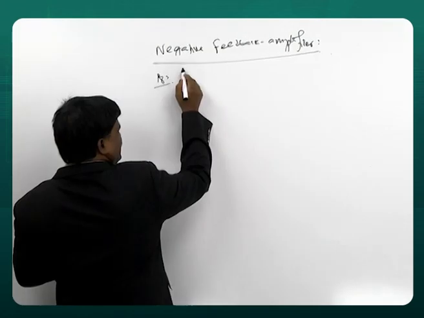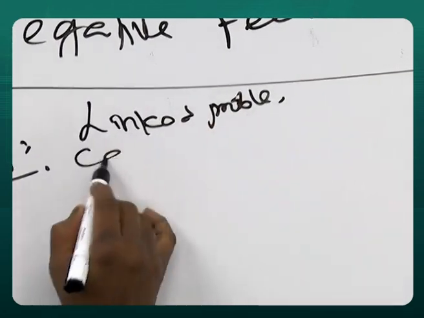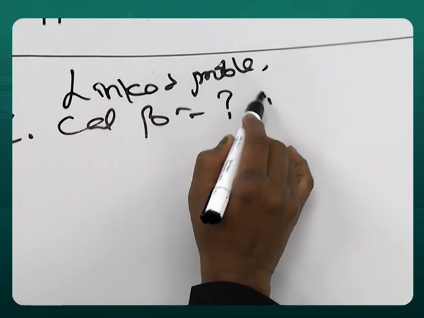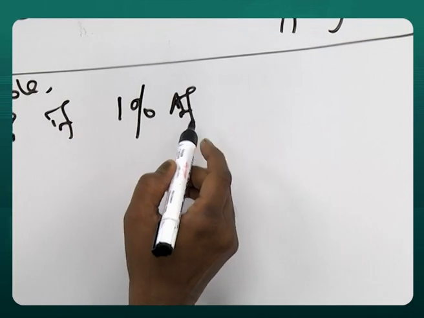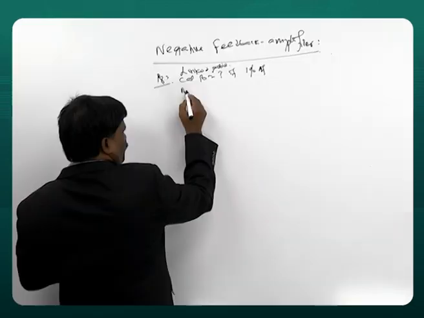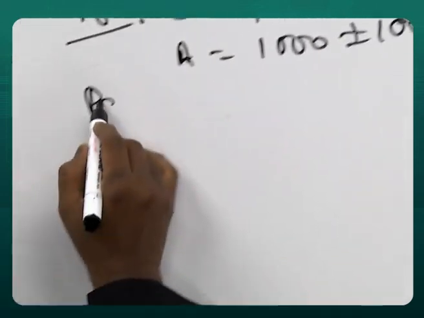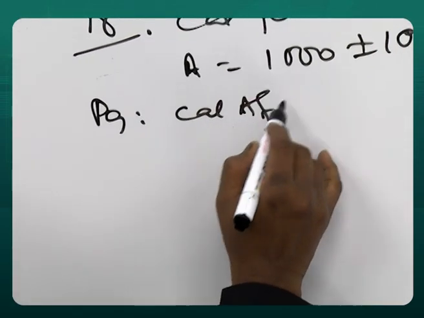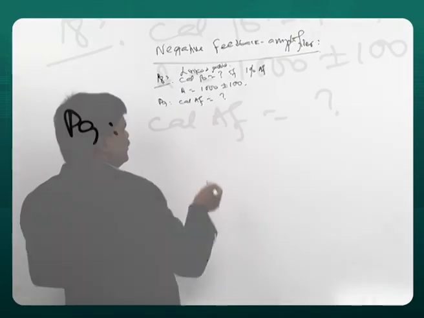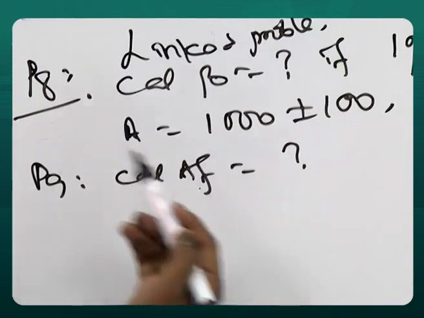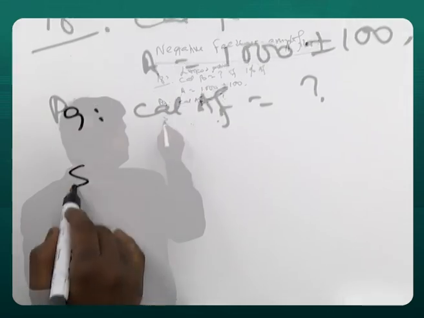Problem 8. This is a linked problem. Calculate beta if 1% of AF with A is 1000 plus or minus 100. Problem 9. Calculate AF. That's called linked problem. Why it is linked? We get beta from here, that beta we use here, that's why it is called linked problem. Solution.